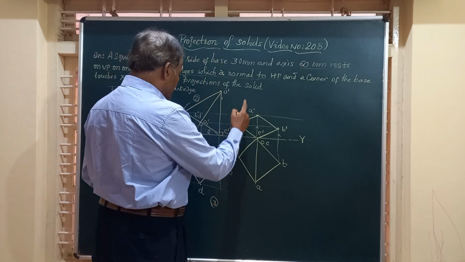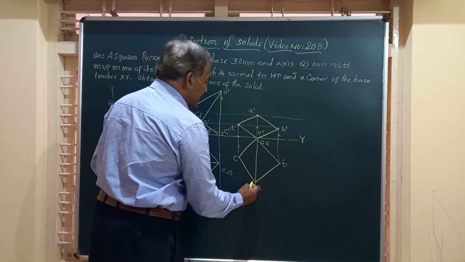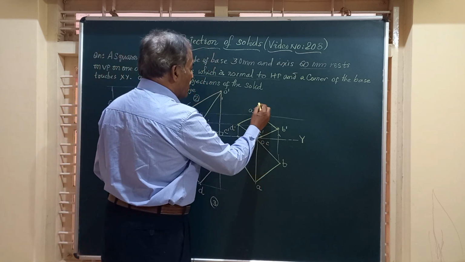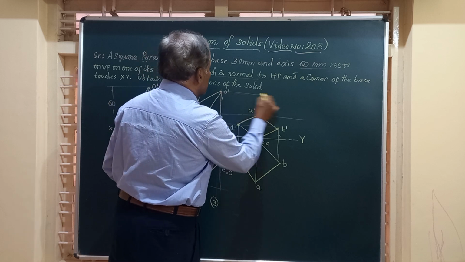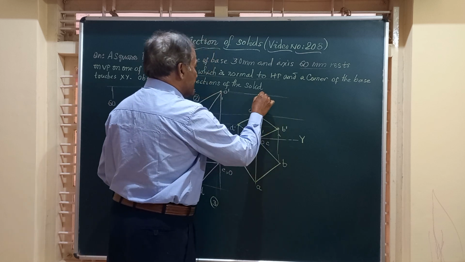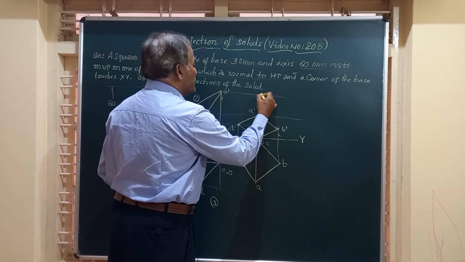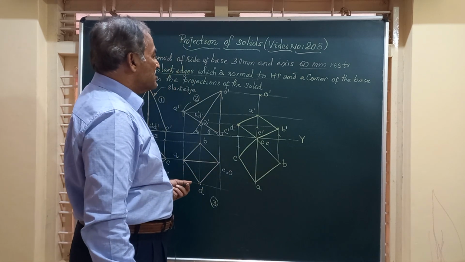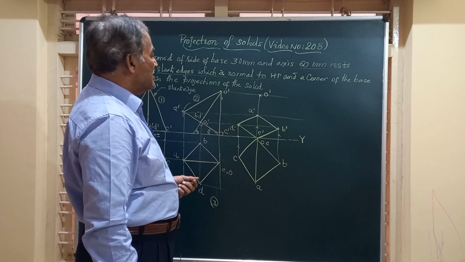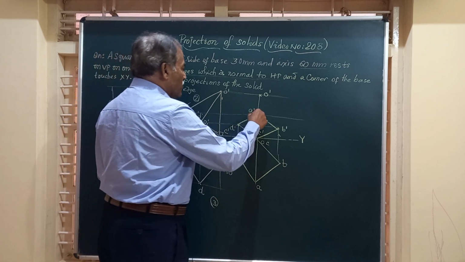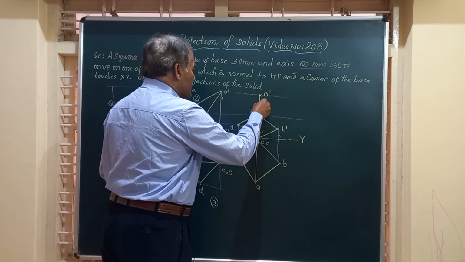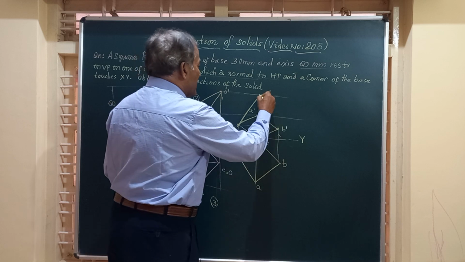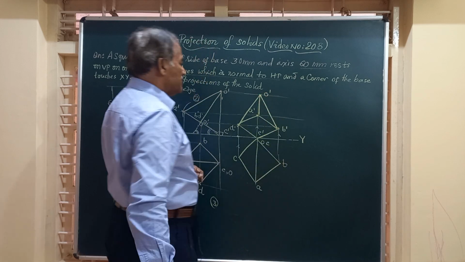Finally, friends, we should obtain the vertex. So draw a line from O. O is here, vertical from O, horizontal from here. The point where those two intersect is the front view of the vertex O dash. Finally, friends, after getting this, we have to join all these by straight lines. So I will join O dash to A dash, O dash to D dash, O dash to B dash. I have joined.